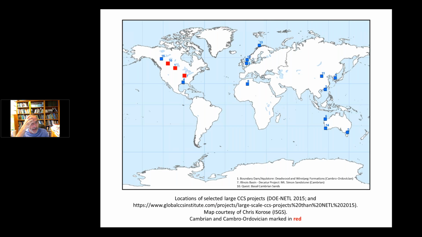So, background as regards reservoir age. Here's a relatively recent map of some selected large carbon capture and storage projects across the world, a whole range here. And in red, what we've done is just highlight some of those that have a specifically Cambrian or Cambro-Ordovician context. And the one that we're here in Illinois is this one here, the Illinois Basin Decatur project, number 7.